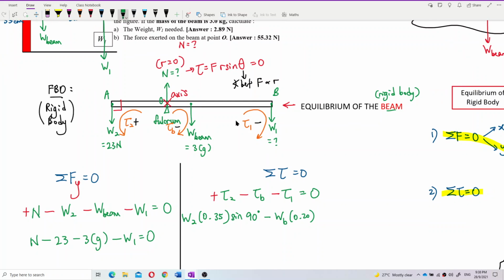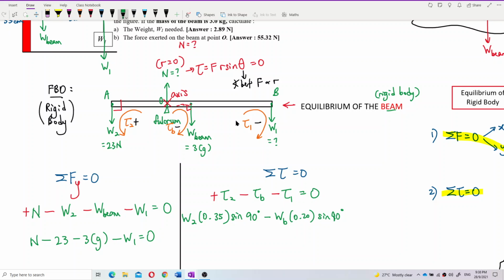Again, also 90 degree, isn't it? The angle is 90 degree. So it's sine 90 again.